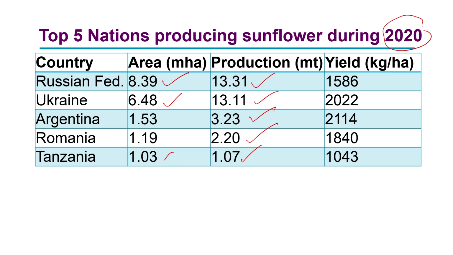Coming to the productivity, among these countries, Argentina has the highest productivity, 2,114 kilograms per hectare, followed by Ukraine, which has productivity of more than 2,000 kilogram per hectare, and the Russian Federation has productivity of 1,586 kilogram per hectare, and Romania has productivity of 1,840 kilogram per hectare. So overall, from this slide, we can conclude that the Russian Federation had the largest area and largest production. However, productivity was more in Ukraine and more in Argentina.